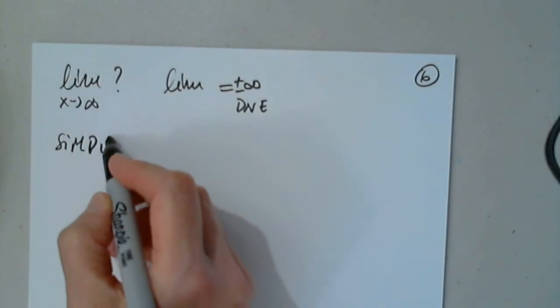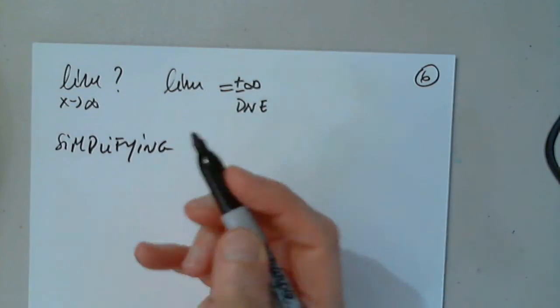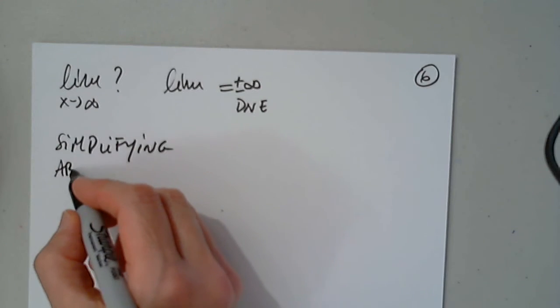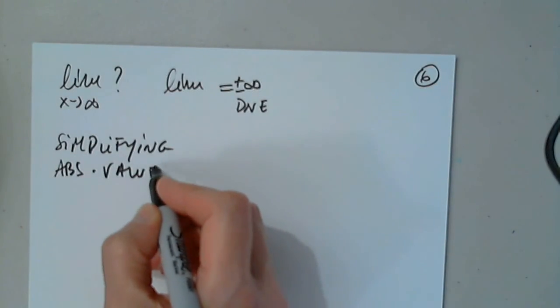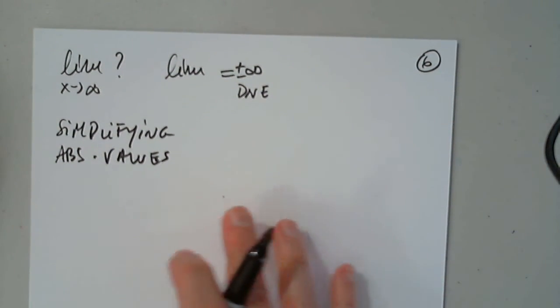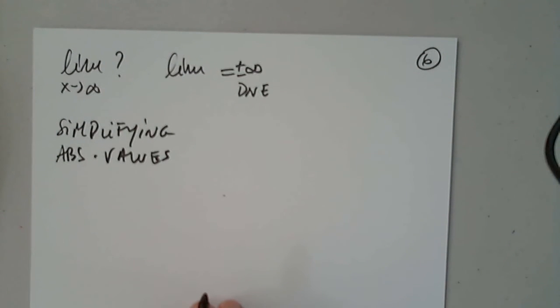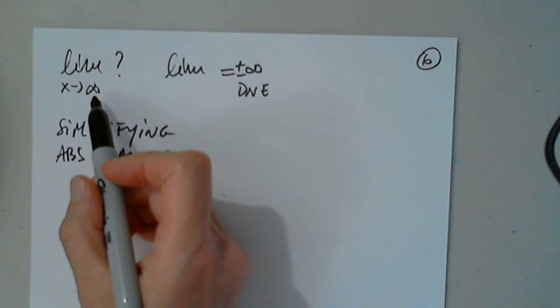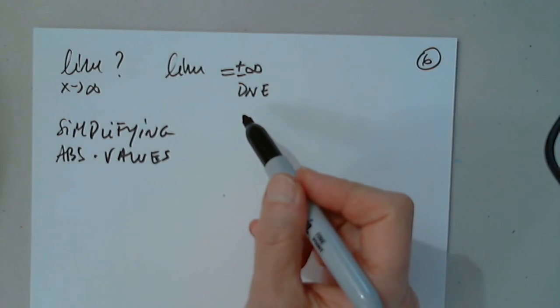Simplifying, absolute values. Any particular one? Limits as it approaches positive or negative infinity or DNE. Okay. Oh, this one.